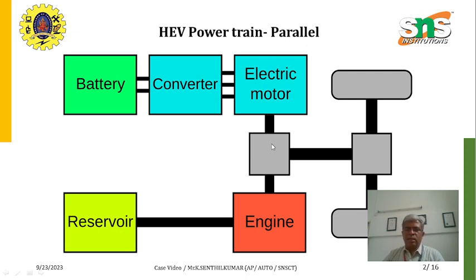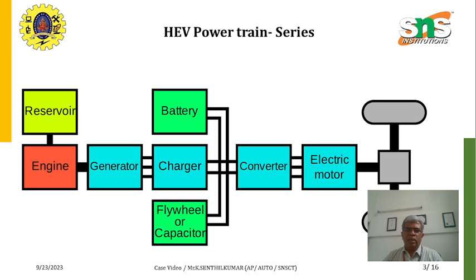In some cases, if the vehicle is running at constant speed, during that period the gasoline engine is stopped and only the electric motor is running. Similarly, when the vehicle starts moving, electric power is used. When we apply the brake, the regenerative braking technique is used. At that time the electric motor acts as a generator and generates power, and this converter is used to store the energy in the battery. The converter and controller take care of the charging and discharging of the battery.